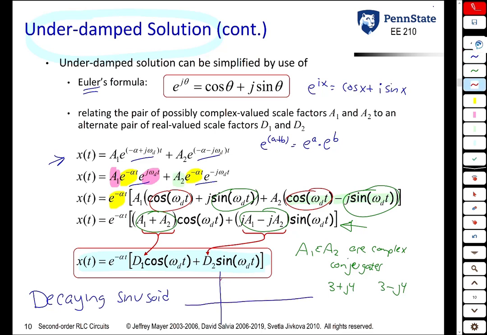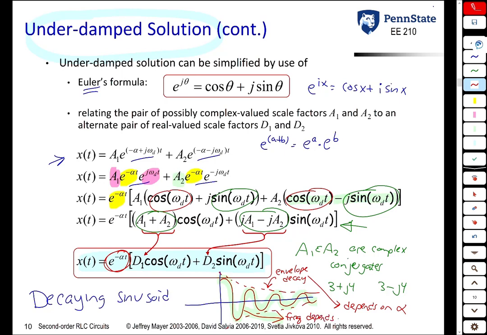If you were to plot this, you would see that the response is going to look something like that. This is what we call our envelope decay, and it's going to depend on alpha. This is our actual decaying sinusoid, and its frequency depends on omega d.